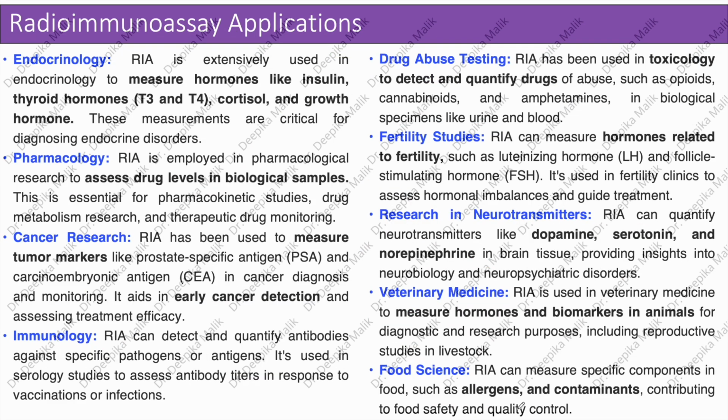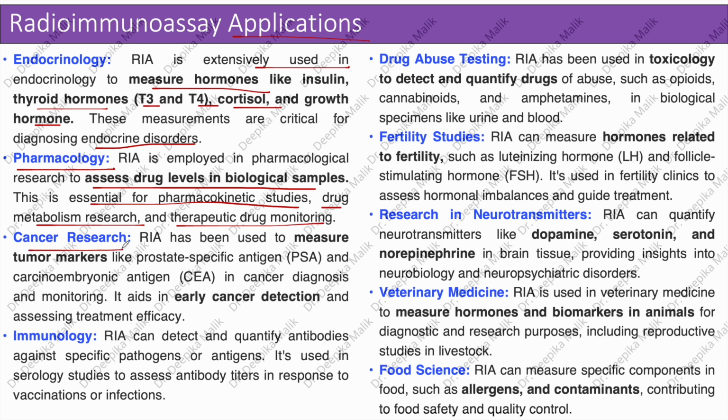Radioimmunoassay applications. Endocrinology. It is extensively used in endocrinology to measure hormones like insulin, thyroid hormones T3 and T4, cortisol, and growth hormone. These measurements are critical for diagnosing endocrine disorders. Pharmacology. It is employed in pharmacological research to assess drug levels in biological samples. This is essential for pharmacokinetic studies, drug metabolism research, and therapeutic drug monitoring.